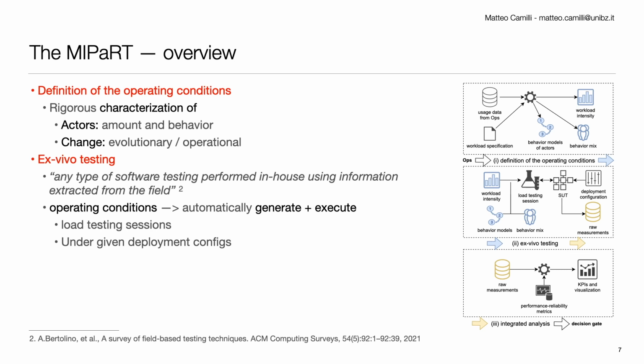So here essentially we use the rigorous characterization coming from the previous stage, and we use it to automatically generate and execute load testing sessions of the target system under the given deployment configuration setting. Then we have the third stage, that is essentially the integrated analysis. Here we use the raw measurements coming from the ex-vivo testing stage, and then we execute performance and reliability assessment of the target system.